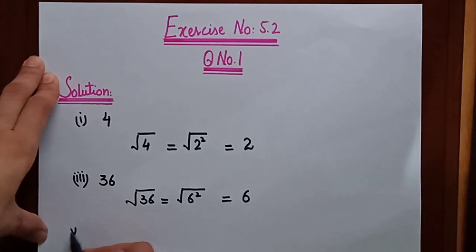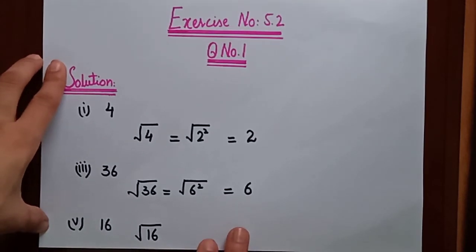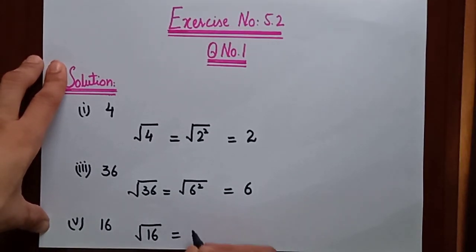Now look at the fifth part. In the fifth part, the number is 16. Square root of 16. Now 16 is a perfect square of 4. So we can write 16 as 4 square. Square root cancels. Answer is 4. So square root of 16 is 4.